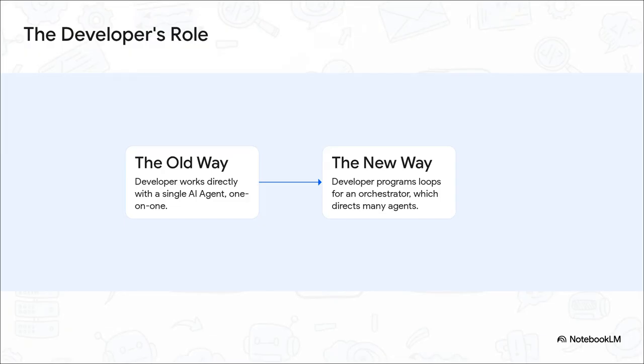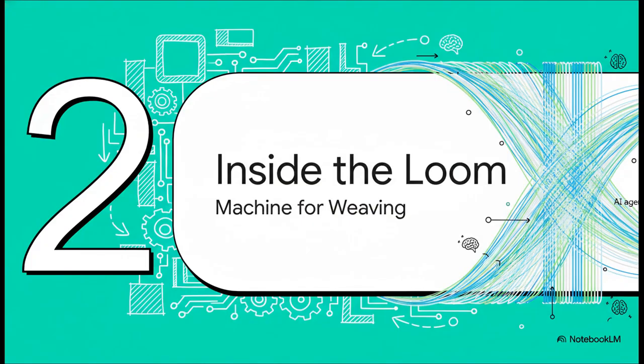And this visual just makes that change so clear. The old way, that's that constant back and forth, that one-on-one chat with a single AI. But the new way, it's a flow. You program the loop, it tells an orchestrator what to do, and that orchestrator directs a whole swarm of agents. See the difference? Your job isn't to do the work anymore, it's to define the work that needs to be done. Okay, let's move on.